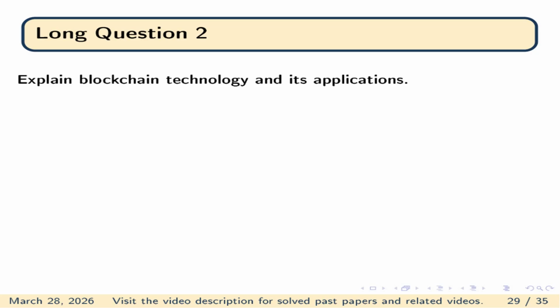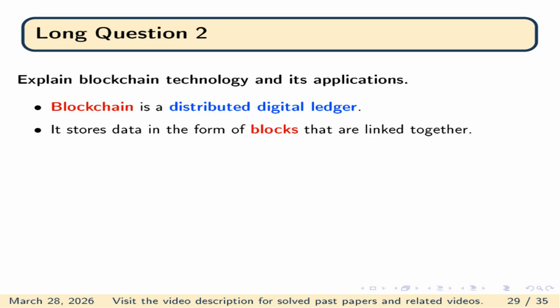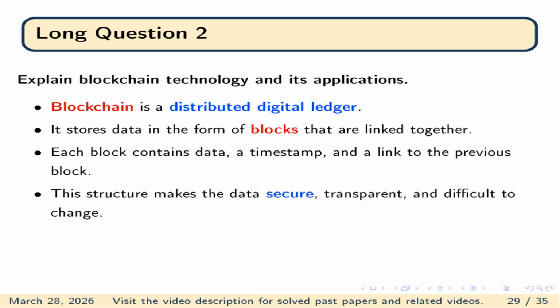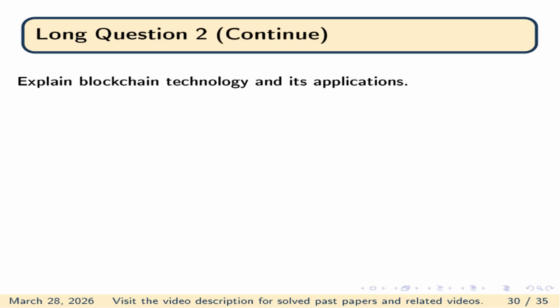Question number 2. Explain blockchain technology and its application. Blockchain is a distributed digital ledger. It stores data in the form of blocks that are linked together. Each block contains data, a timestamp, and a link to the previous block. This structure makes the data secure, transparent, and difficult to change.